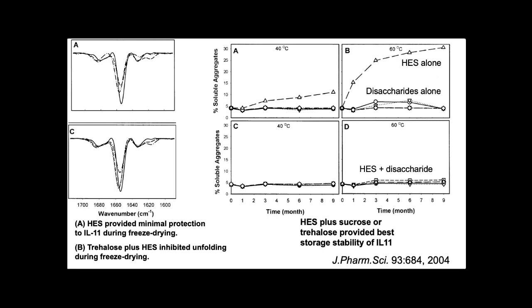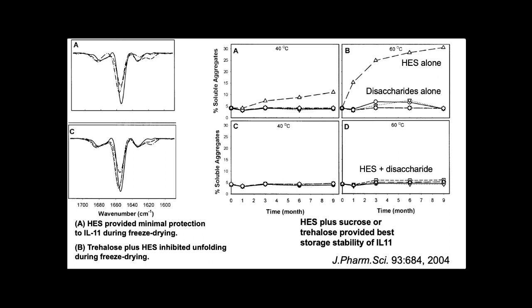This is an interleukin-11 study. In the presence of the disaccharides, the native protein structure was greatly retained. In the presence of the polymer hydroxyethyl starch, there was no stabilization of the structure. But the starch gives a very high glass transition temperature. So just starch alone does not inhibit aggregation during storage. Disaccharides alone are fairly effective, but at 60 degrees, not great.